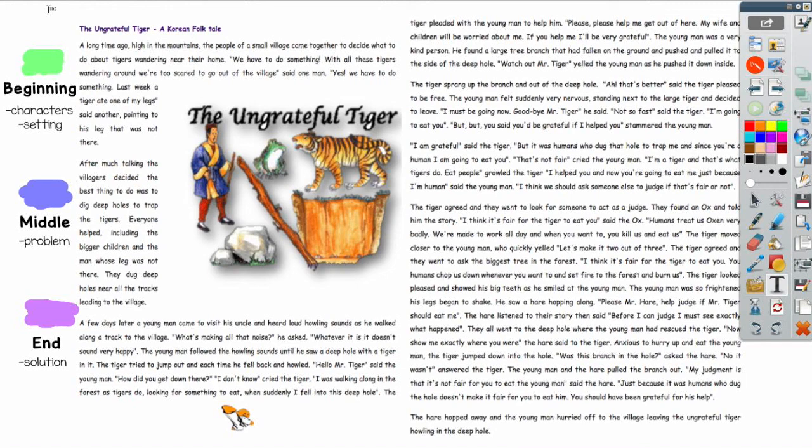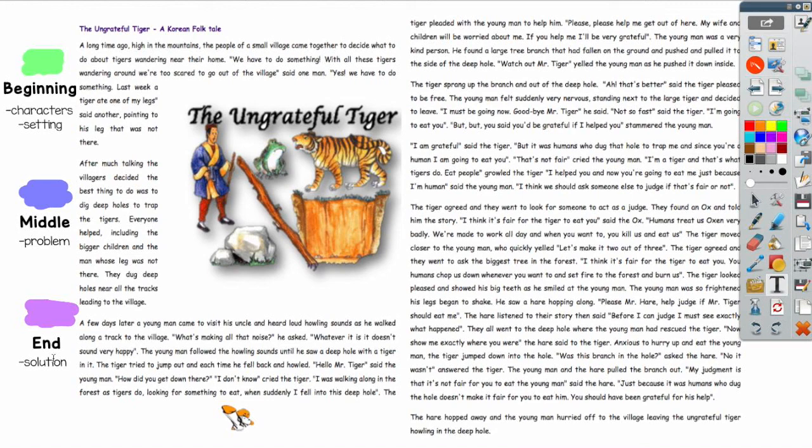So in this situation, I would like to do three different colors to indicate the beginning, which is green, the middle, which is blue, and the end, which is purple. Now, if you don't have access to three different colors, you could also use shapes to find these things. Now, normally you wouldn't have to write this to the side, but I just did this to remind us that in the beginning, we're looking for the characters and the setting. So, as I read, if I find any characters or if the setting is mentioned, I'm going to highlight that green. In the middle, I'm looking for the problem. So whenever I find the problem in my story, I'm going to highlight it blue. And lastly, whenever I find the solution in the story, I'm going to highlight it purple.